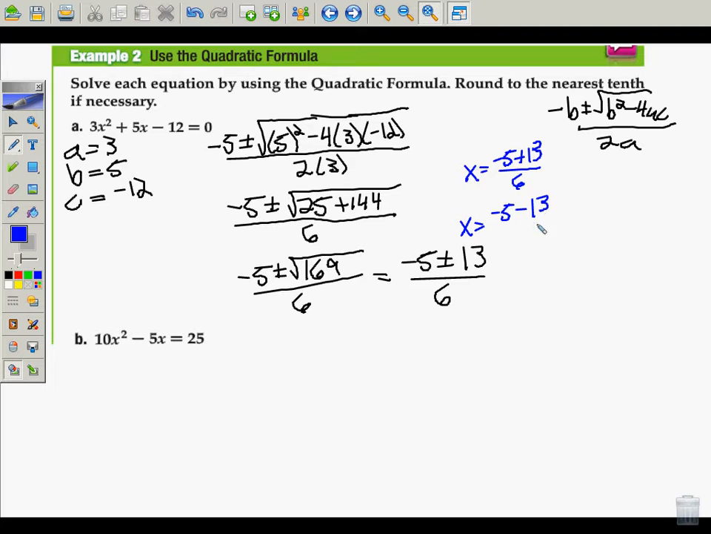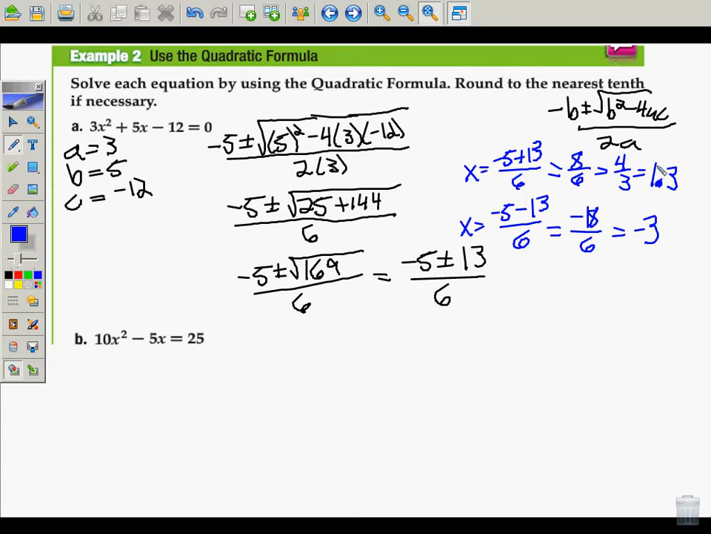Well, negative 5 plus 13 would give me 8 over 6, which simplifies down into 4/3. There's one of my answers. Negative 5 minus 13 is negative 18 all over 6. Negative 18 over 6 is negative 3. There's my other answer. So your answers would be 4/3 and negative 3. If you wanted this 4/3 as a decimal, it would be 1.3 repeating. So if you rounded to the nearest tenth, you would get 1.3.